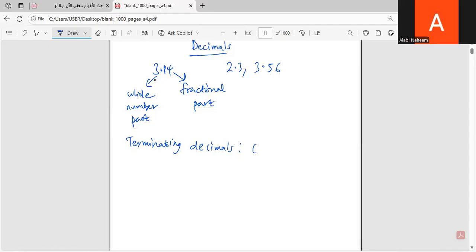For example, 0.5, 1.25. These are terminating decimals. You can see they have an end. 0.5, that's the end. 1.25, that's the end. So we have recurring decimals.